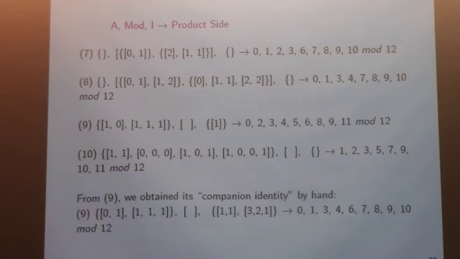And from 9 we obtained its companion identity by hand. Notice the global restriction is just this one flipped, so 1, 0 becomes 0, 1. Based on experience, we played around with the product side, then flipped this global condition and came up with this initial condition by hand.